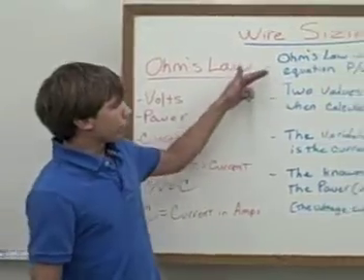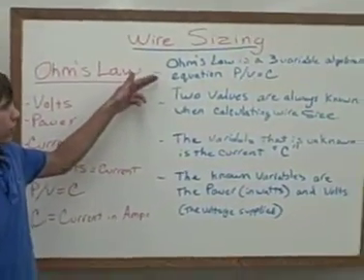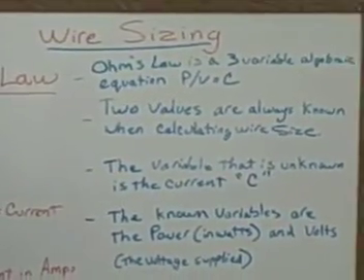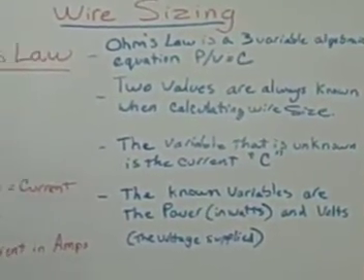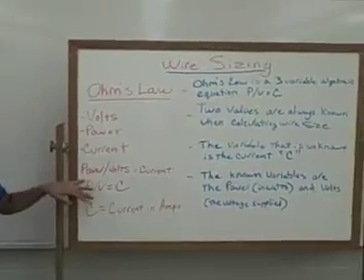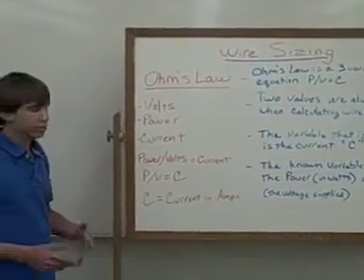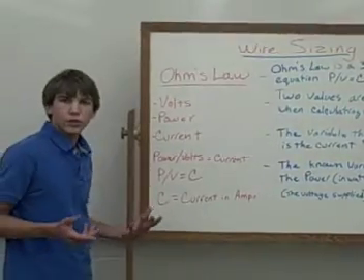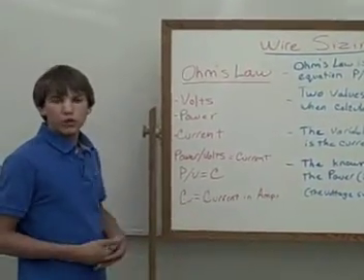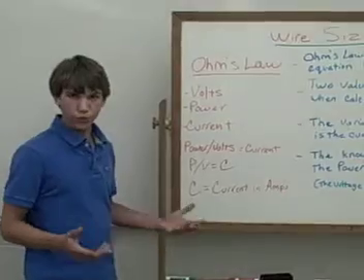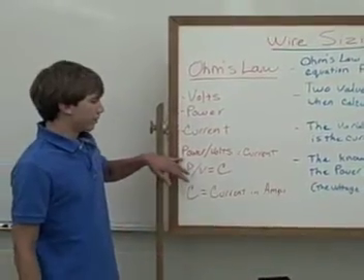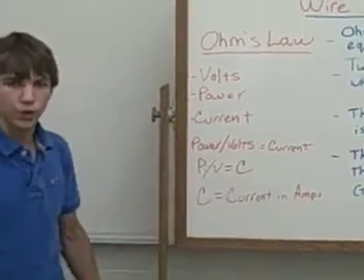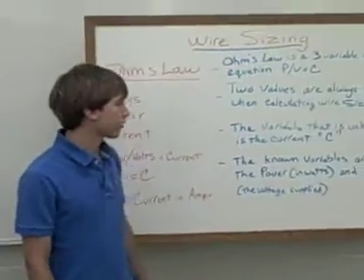So as we talked about, it is a three-variable algebraic equation. Two values are always known when calculating wire size. You're always going to know the power of what the appliance takes up in watts and the volts supplied. So let's say you're talking about a range that might take up 500 watts of power and it's a 240 volt circuit. You would take the power divided by the volts and it's going to give you your current. As I said before, the current is going to give you your answer in amperes.